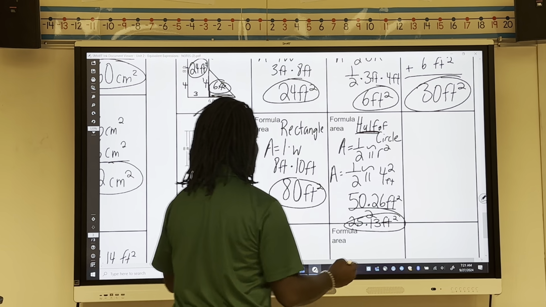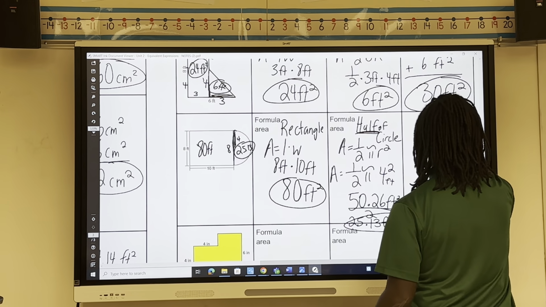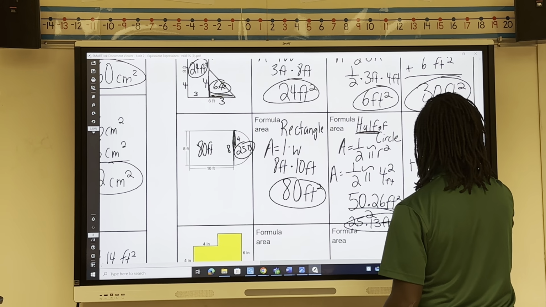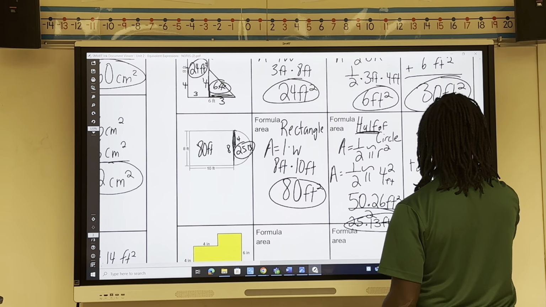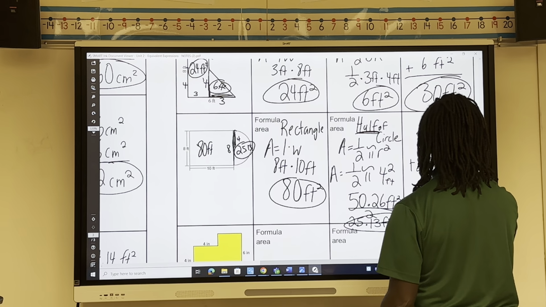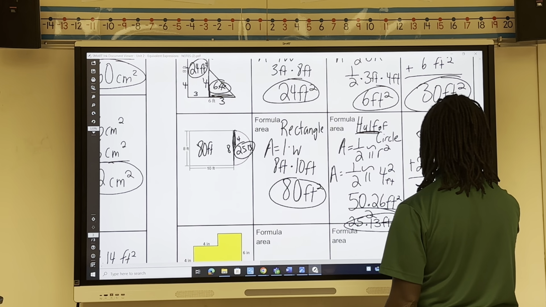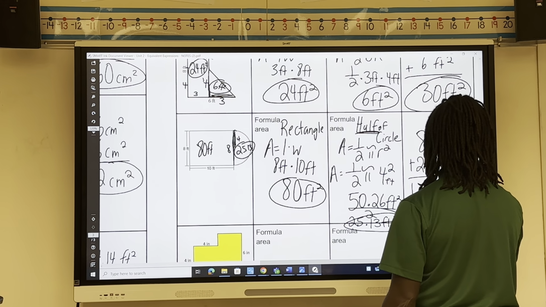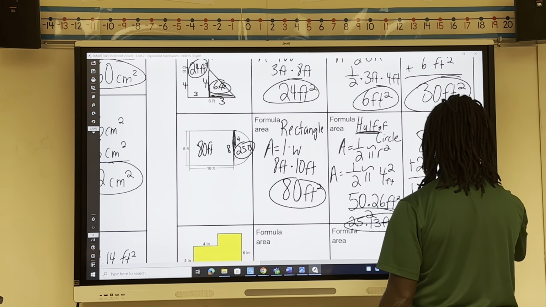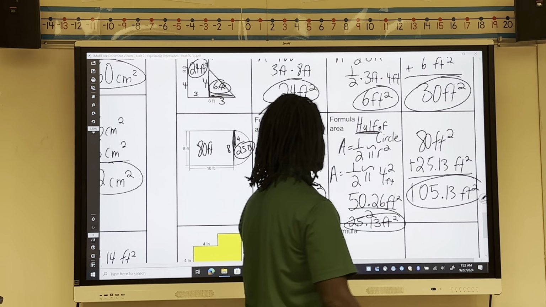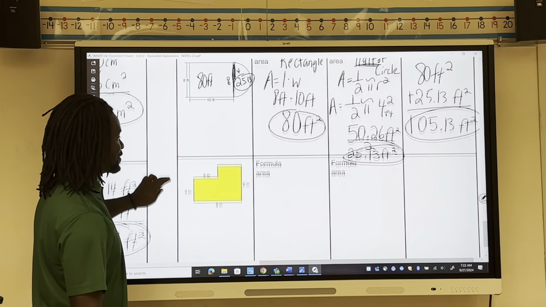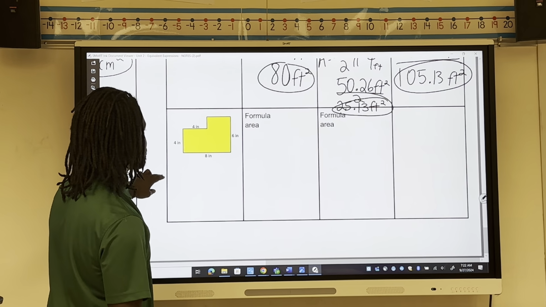Okay. So then I add that up, 80 feet squared plus 25.13 feet squared. That gives me a grand total of 105.13 feet squared. All right, friends, almost there. If you made it this far, you're doing awesome.